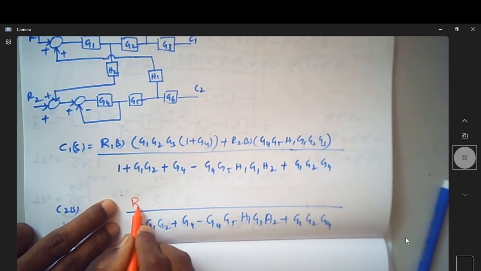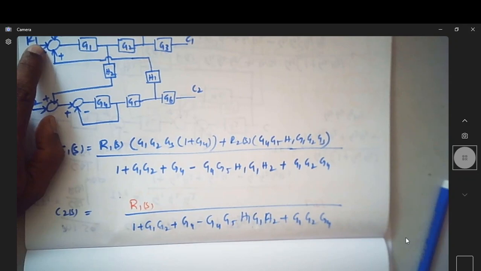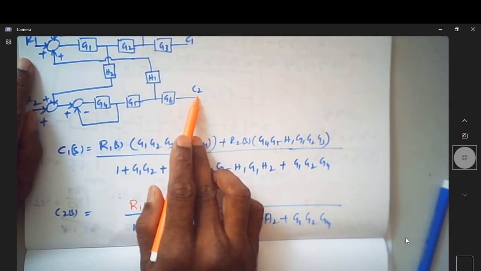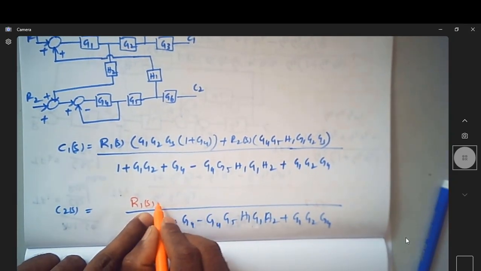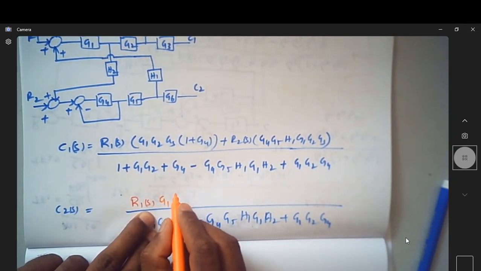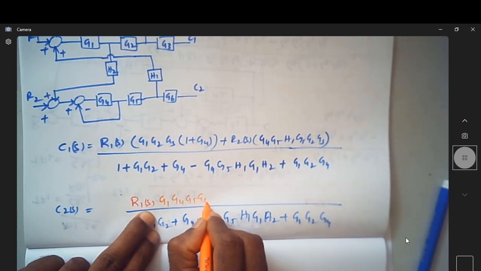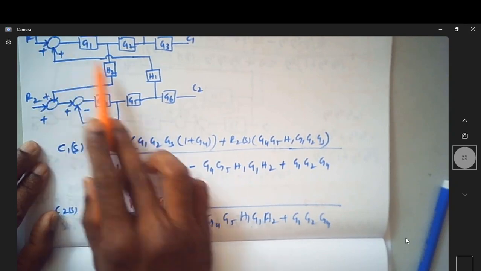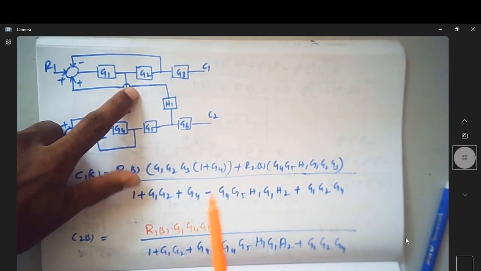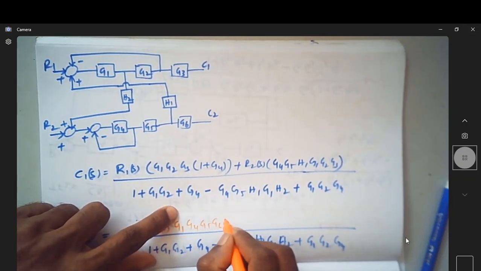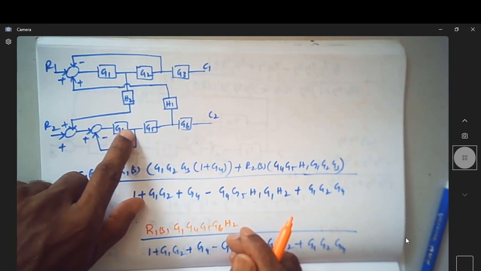Here with R1(s) as the input, what is the forward path? The forward path is this, reaching this C2. Is it not G1 into G4, G5, G6? See this, reaching C2(s) from R1. Is it not G1? Oh, H2 is missing. Okay, let me write H2 here. This is G1, H2, G4, G5, G6.